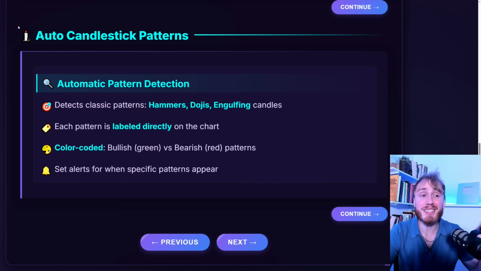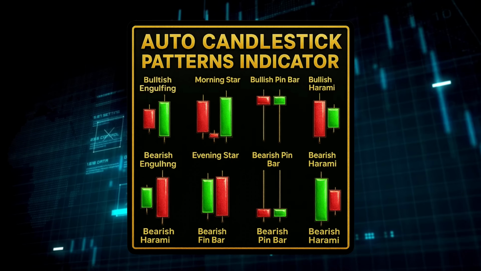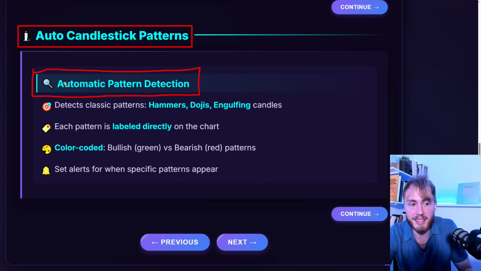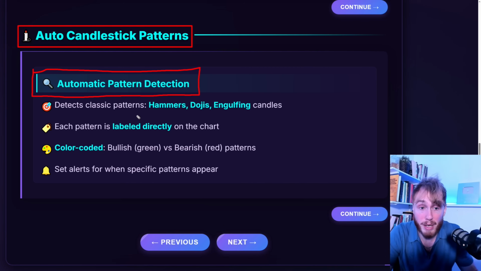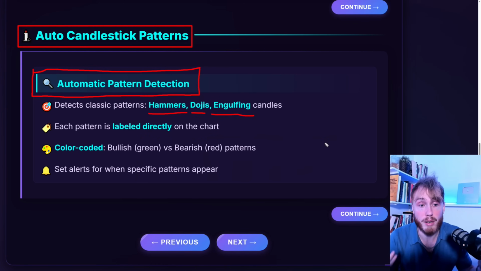All right, guys, so now it's finally time to take a look at the auto candlestick pattern indicator. And candlestick patterns is something we have already been using quite a bit throughout this course. But what this indicator simply does is that it automatically detects candlestick patterns. And candlestick patterns are patterns like hammers, dojis, or engulfing candles, and they can help us find much better entries in the market and as a result make more money.